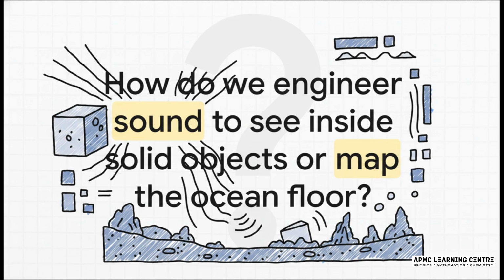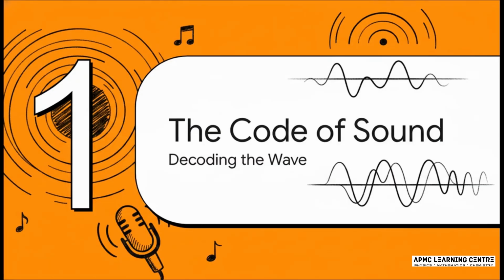How do we take this invisible wave and turn it into a precision instrument, one that can see through solid objects or chart out the deep sea? Well, it all starts with understanding the basic code of the wave itself. All right, let's get right into the mechanics. If you want to build with sound, you have to master its two most fundamental properties.